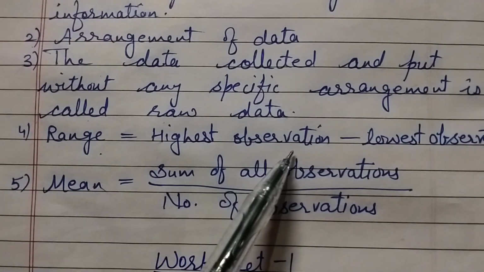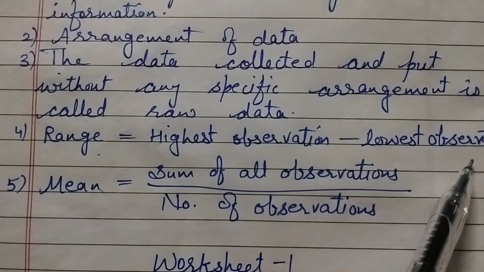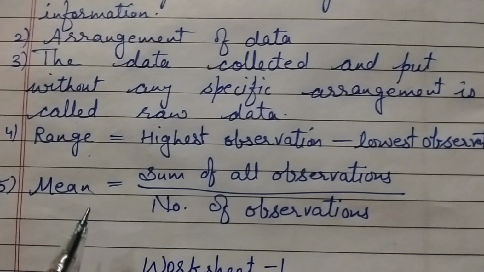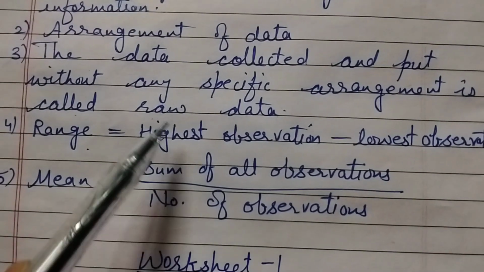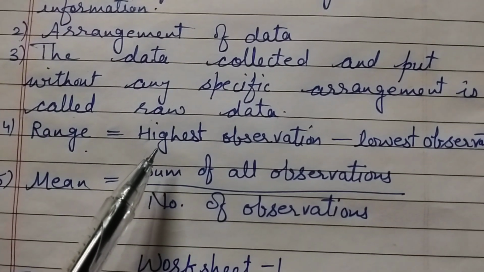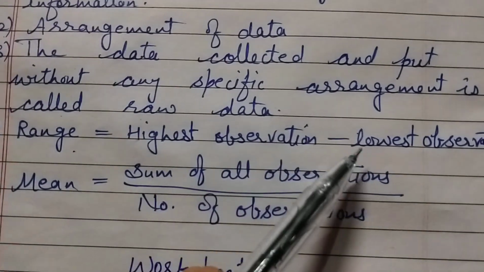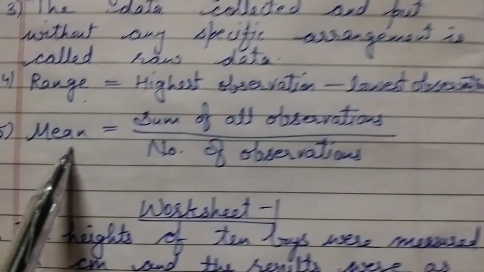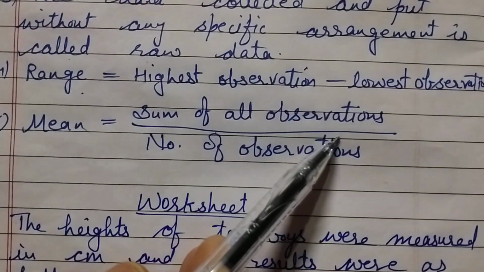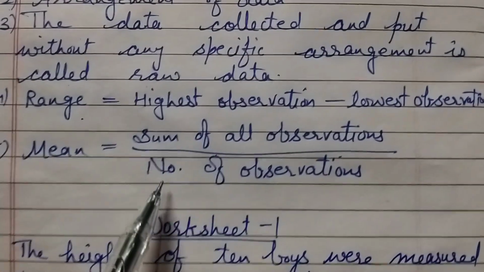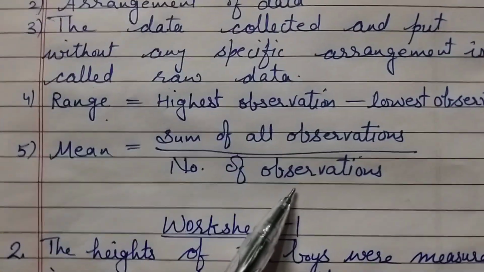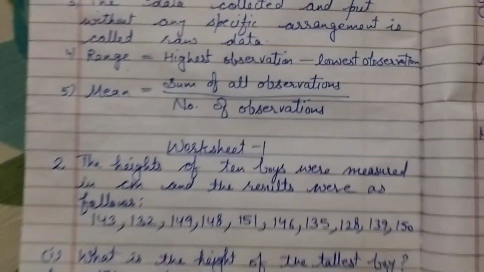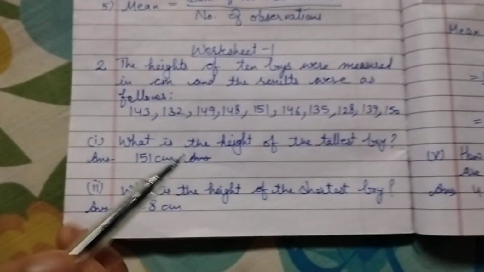Range means highest observation minus lowest observation. Suppose out of 10, one student got 9, maximum marks was 9 and lowest was 2. Okay, 9 minus 2 is 7. 7 is the range. Mean is sum of all observations upon number of observations. Okay, we will do these questions. There I will explain it.